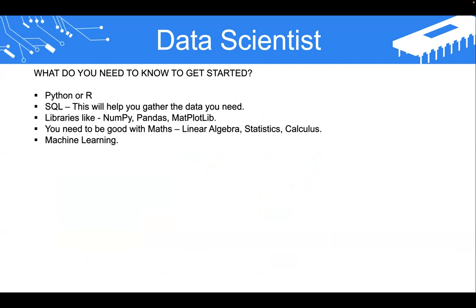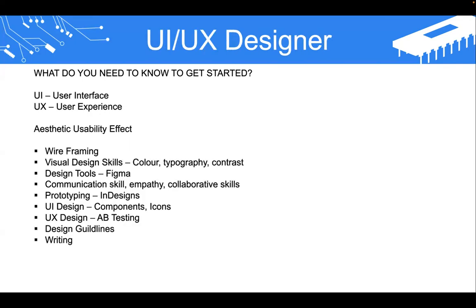Libraries like NumPy, Pandas, Matplotlib are all good libraries you can use as a data scientist. They make the way you write your code better and easier. You need to be good with maths, like I already said: linear algebra, statistics, calculus, then machine learning.